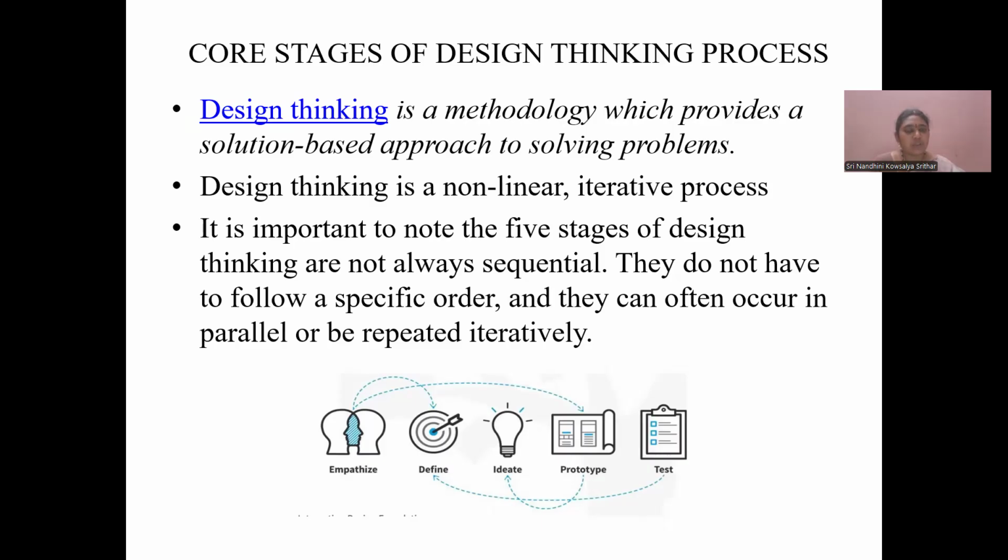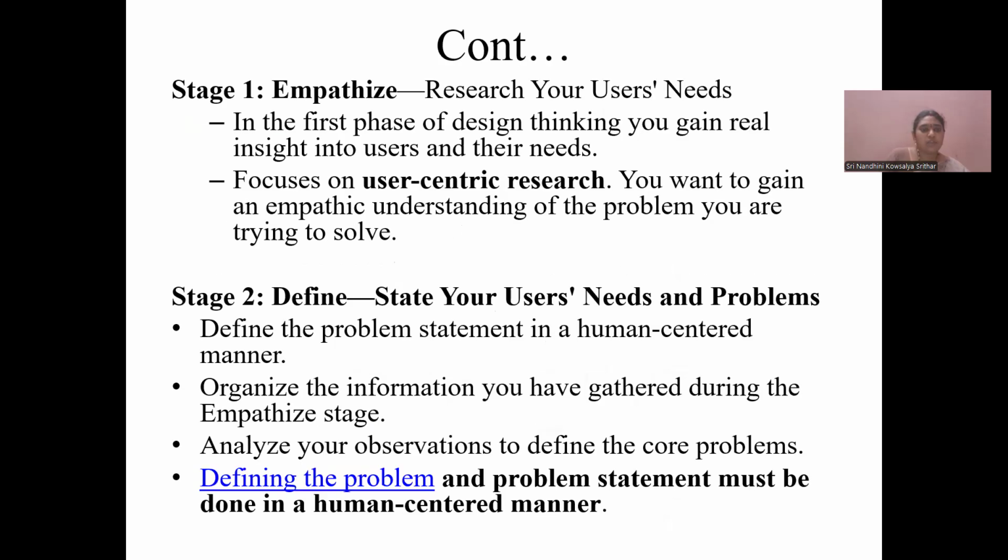It is important to know that the 5 stages of design thinking are not always sequential. They don't have to follow a specific order, and they can often occur in parallel or be repeated iteratively. The 5 stages are: stage one, empathize. Research your users' needs. In the first phase of design thinking, you gain real insight into users and their needs. It focuses on user-centric research. You want to gain an empathic understanding of the problem you are trying to solve. So in empathize, we are getting the needs of the user.